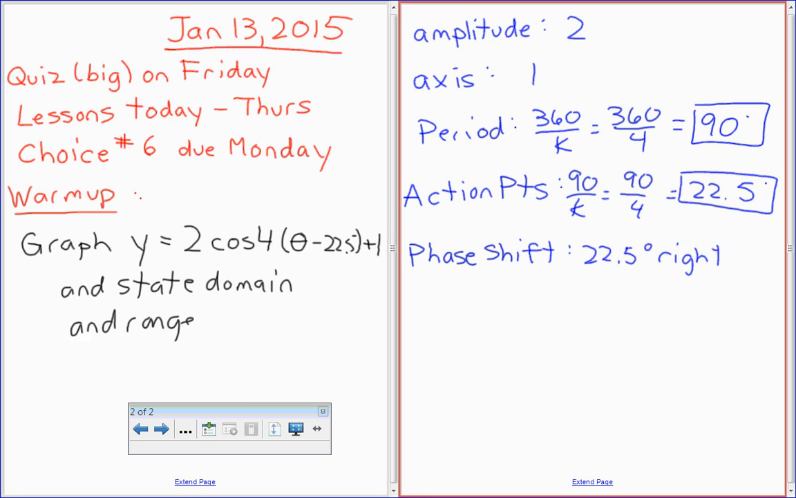Now, where that's coming from is the theta minus 22.5. Remember, it's the same as f of x. If you said f of x minus 22.5, that would be add 22.5 to x, thinking back to our transformations. So it's the same thing here, just going in the opposite direction.